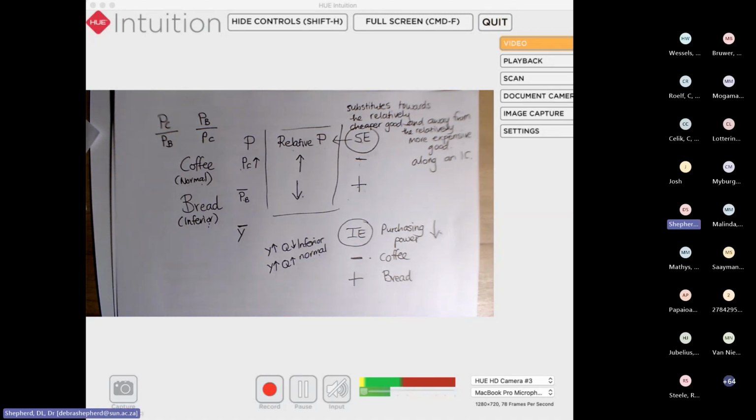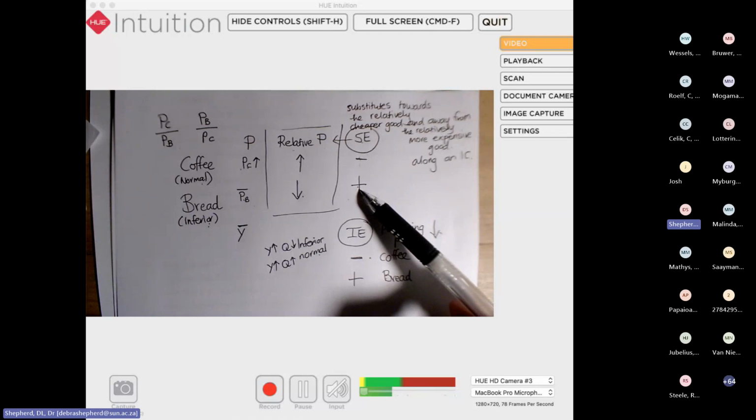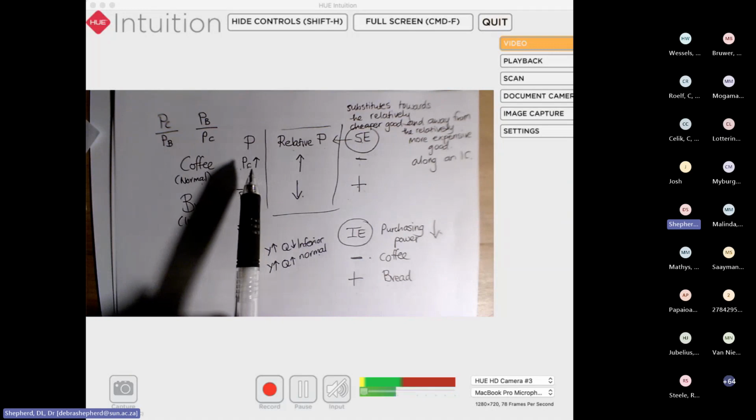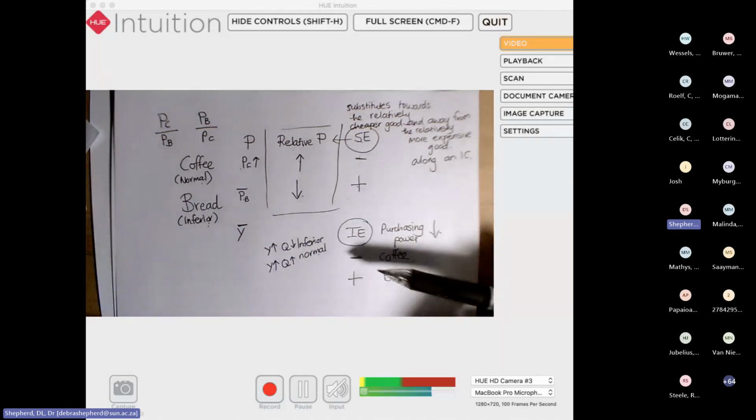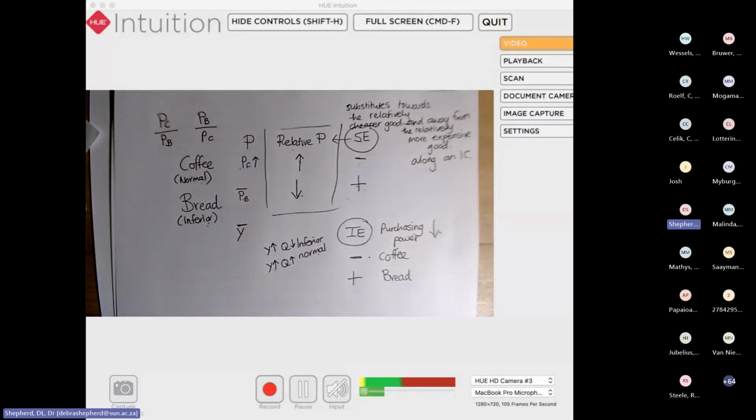I'm definitely buying more bread because I can see that if the price of coffee goes up, I'm going to substitute towards bread. My income effect is going to be positive because bread is inferior. So I'm definitely buying more bread. So the effect of coffee becoming more expensive is that I buy less coffee and I buy more bread.